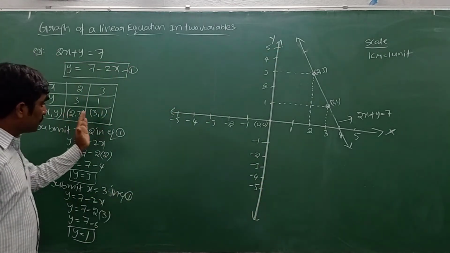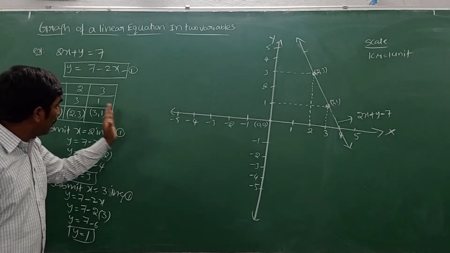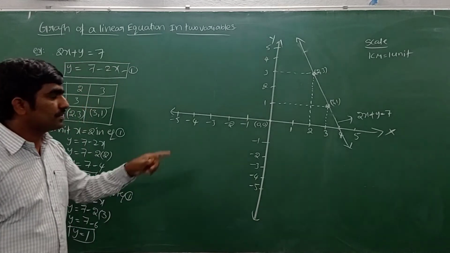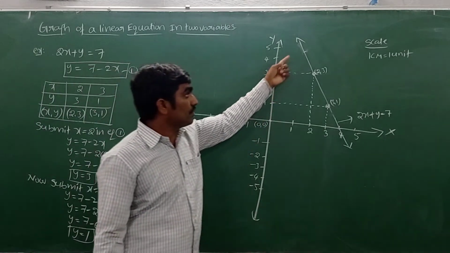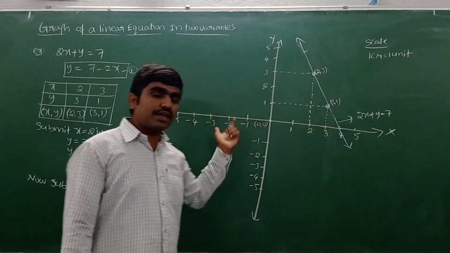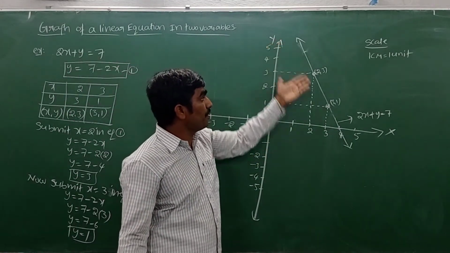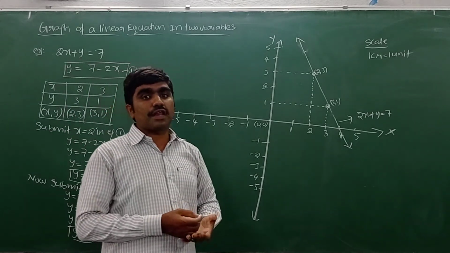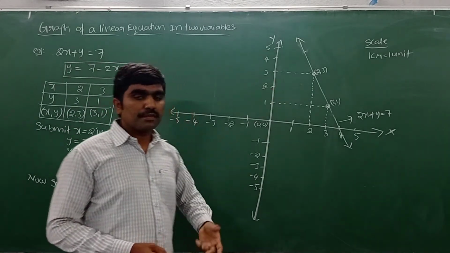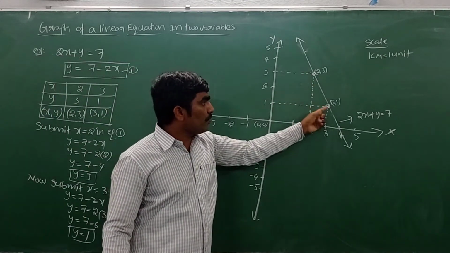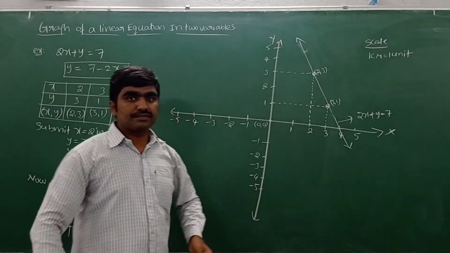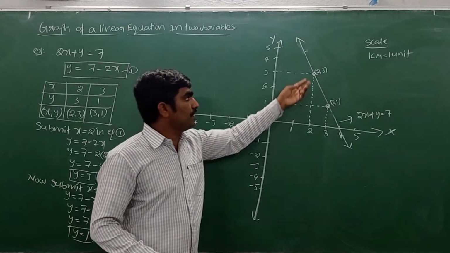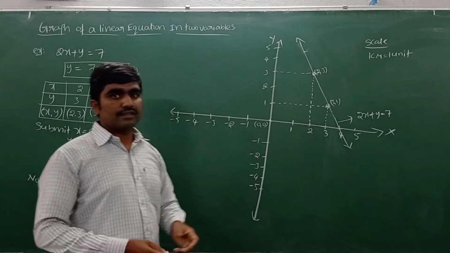Suppose you are interested to find 2 more solutions, you take 4 ordered pairs, plot those 4 points, and draw a line. We can observe that all the 4 points lie on the same line. If you find 5 solutions also, all the 5 points lie on the same line. Now tell me, minimum how many ordered pairs are required to draw a straight line? Minimum 2 ordered pairs are required to draw a straight line. So there is no need to find 4 or 5 ordered pairs. 2 ordered pairs, I mean 2 solutions, are enough to draw a straight line.